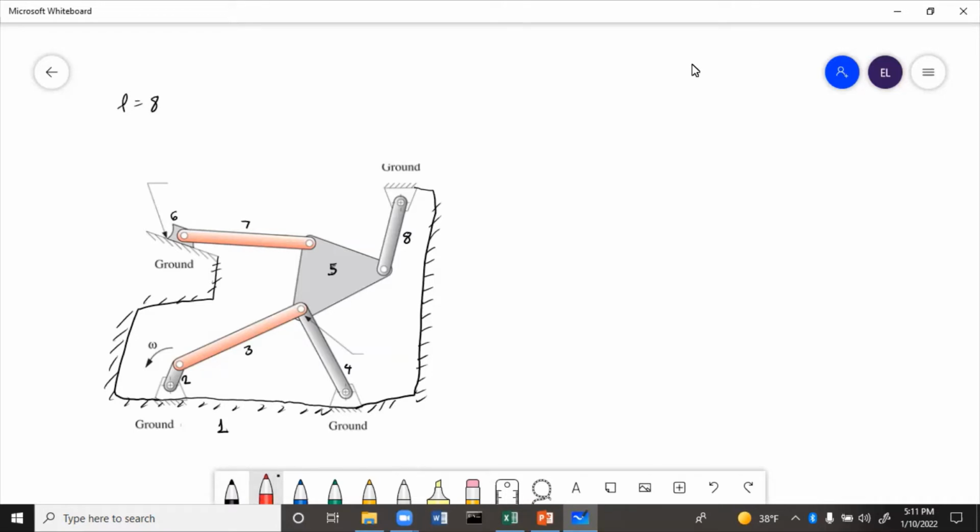Now joints, let's see. So we've got one here, this is a slider joint. So let's make note of that. So the slider will be prismatic. Everything else looks like a revolute, it's all dots.